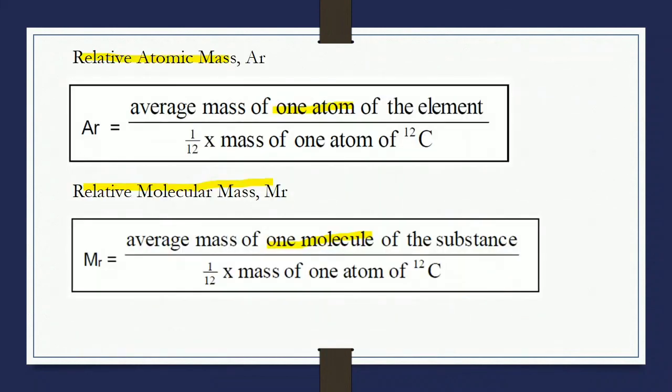At the end of the session, you need to know how to define and write the formula for relative atomic mass and relative molecular mass. Both of them, the definition is quite similar, but for relative atomic mass, we are comparing the ratio of how heavy one atom is as compared to one carbon-12 atom. But for relative molecular mass, we are comparing how heavy one molecule is as compared to one carbon-12 atom. So remember, for both relative atomic mass and relative molecular mass, there is no unit.